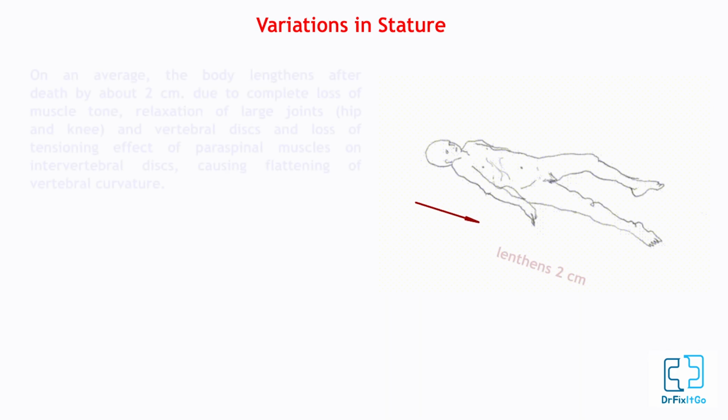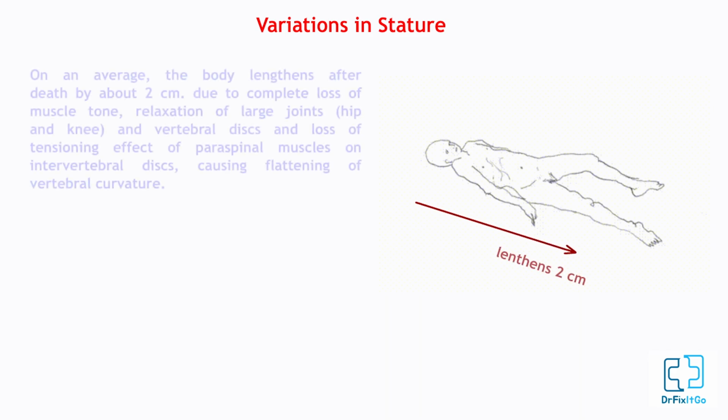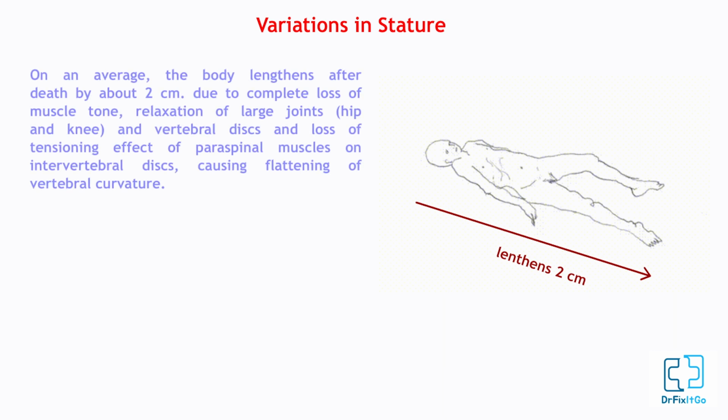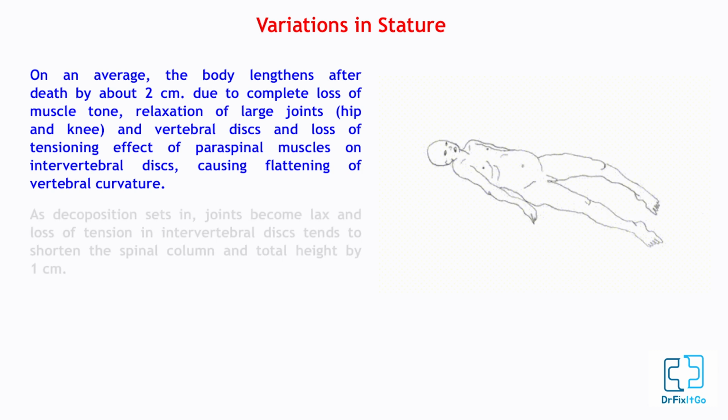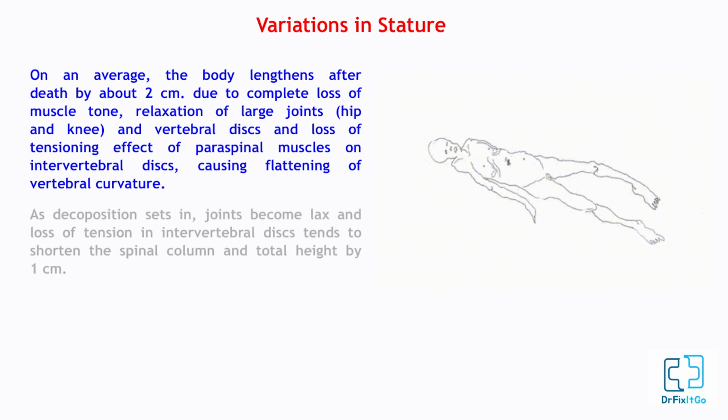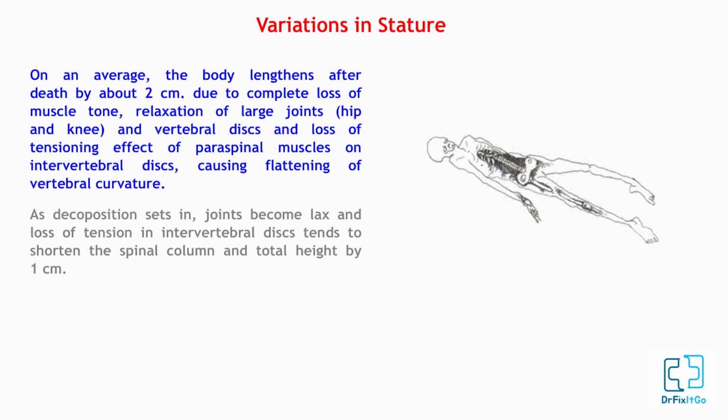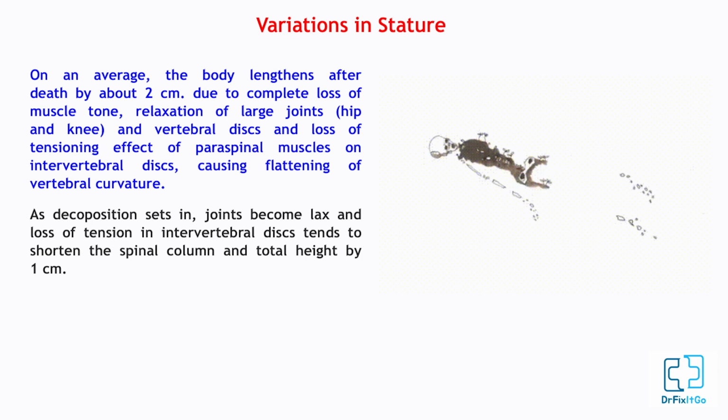On an average, the body lengthens after death by 2 cm due to complete loss of muscle tone, relaxation of large joints and vertebral discs, and loss of tensioning effect of paraspinal muscle on intervertebral discs, causing flattening of vertebral curvature. As decomposition sets in, joints become lax and loss of tension in intervertebral discs tend to shorten the spinal column and total height by 1 cm.